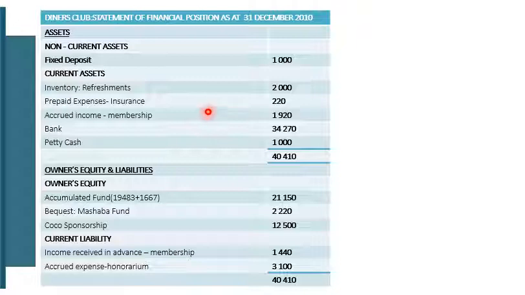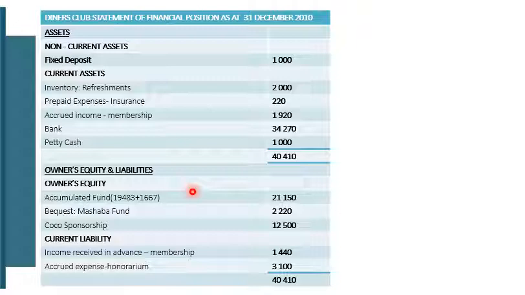Accrued income calculated in the subscription fee while presenting the income and expenditure. The bank closing balance as calculated from the statement of receipts and payment. Petty cash as shown as a closing balance in the statement of receipts and payment. Then moving on to the owner's equity section.